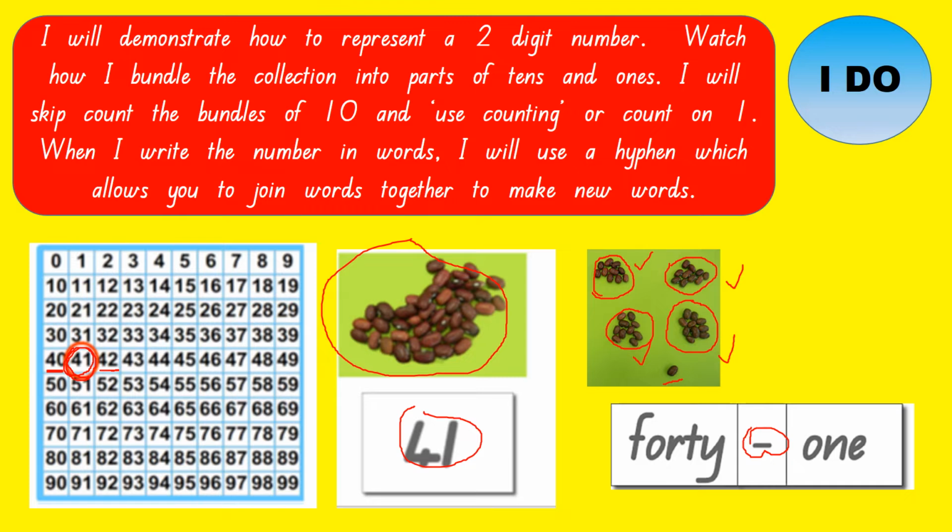Hyphens let you join words together to make new words. 40, just like we started our number 41 over here with a 4. The 4 means 40, and 1 for our one little bean that was left all alone. 41.